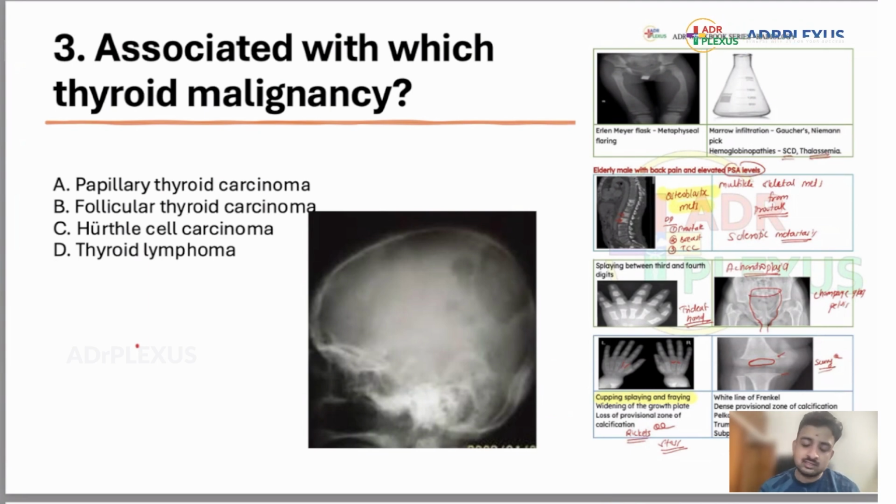During our class sessions, we have already discussed there are two types of metastasis. One is osteoblastic metastasis, another is osteolytic metastasis. Osteolytic metastasis is the most common type of metastasis, whereas osteoblastic metastasis is commonly seen in conditions like prostate or breast or transitional cell carcinoma of the urinary bladder. So here the answer is follicular thyroid carcinoma.